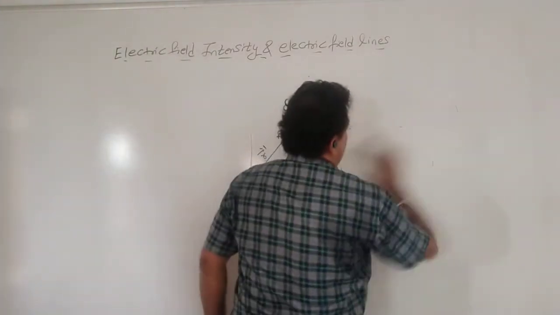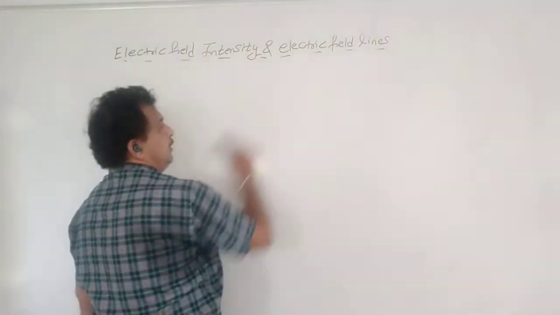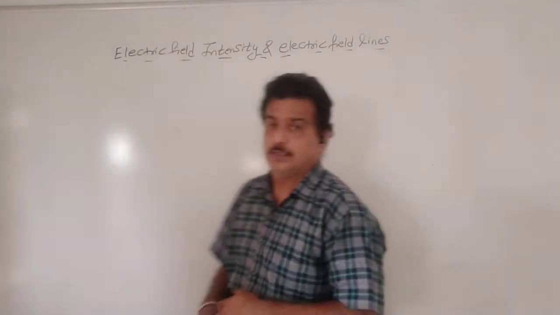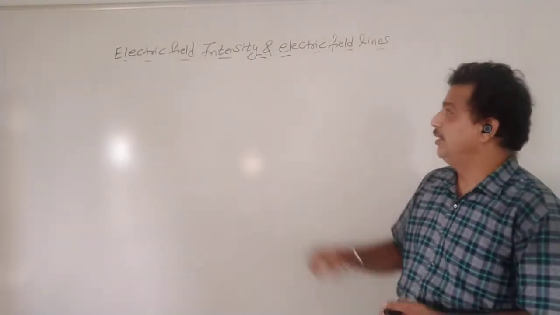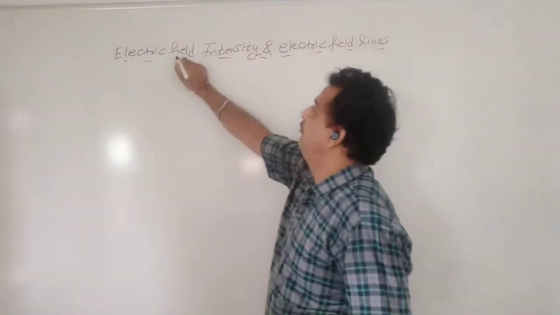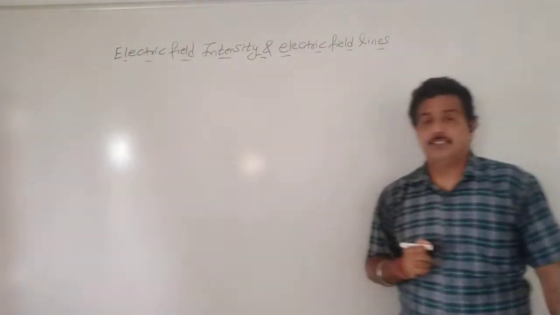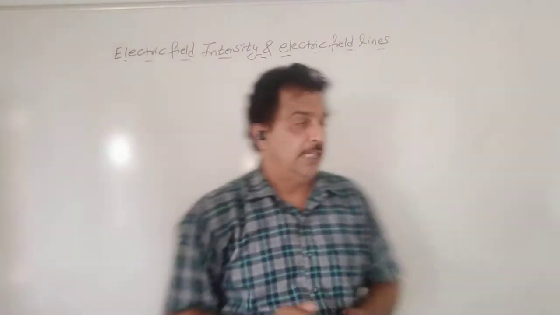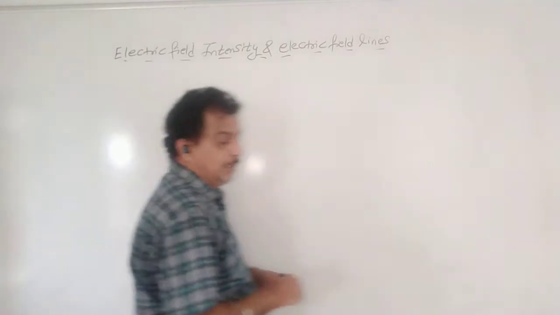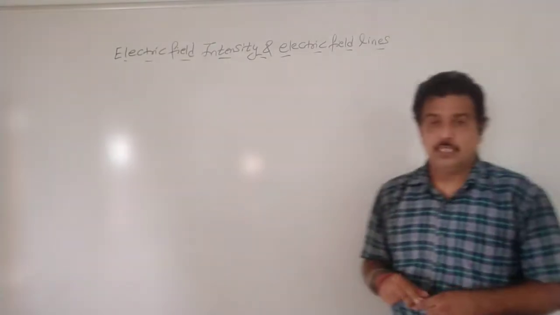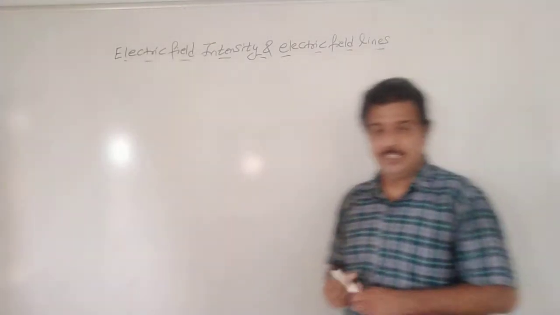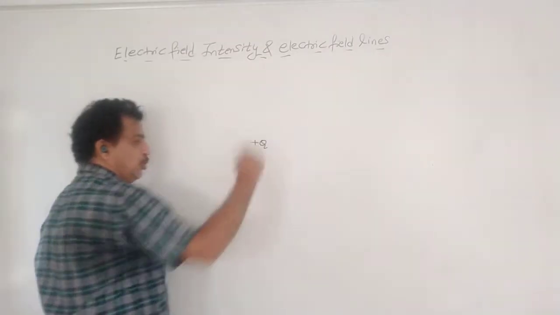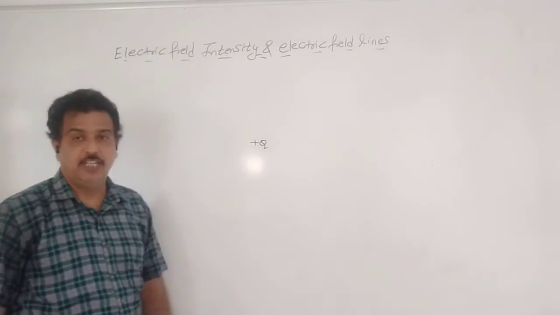Then we moved to the electric field lines. The simple definition of electric field lines was a pictorial representation to understand the electric field and electric field intensity. Now this field lines concept was given by Faraday, and we define it as a path followed by a test charge if it is allowed to move freely. So to understand this, we have taken plus Q charge as a source. Again we are revising the thing.